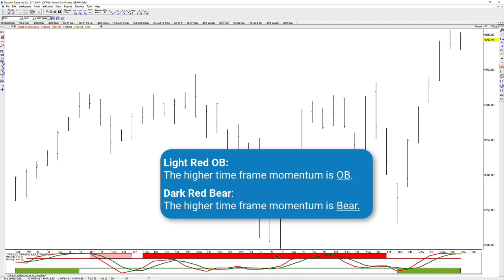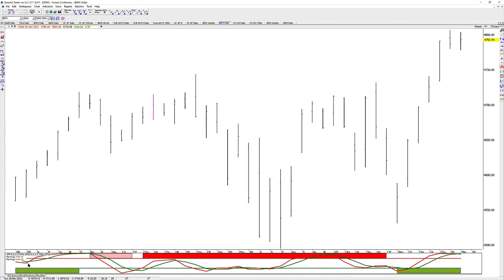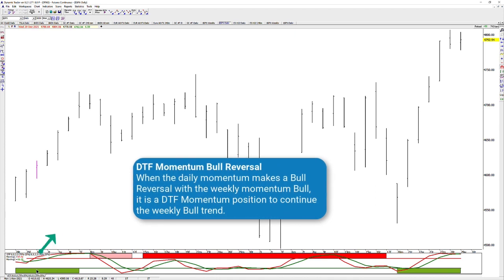So for dual time frame momentum purposes, in general at least, if the weekly momentum is bullish, like in this section, and if the daily momentum makes a bull reversal, like it did where my pointer is, I think it's either this bar or this bar, that's a dual time frame momentum setup to continue the weekly bull trend, which is exactly what happened.